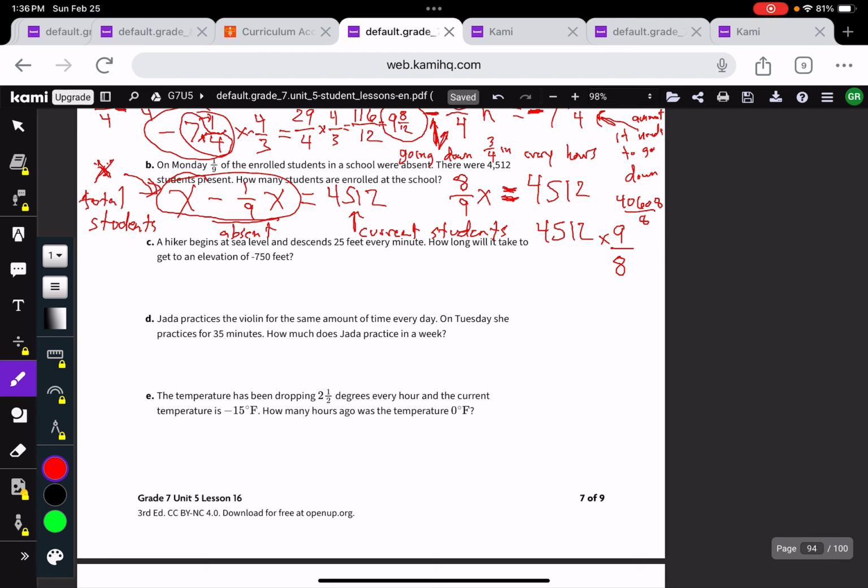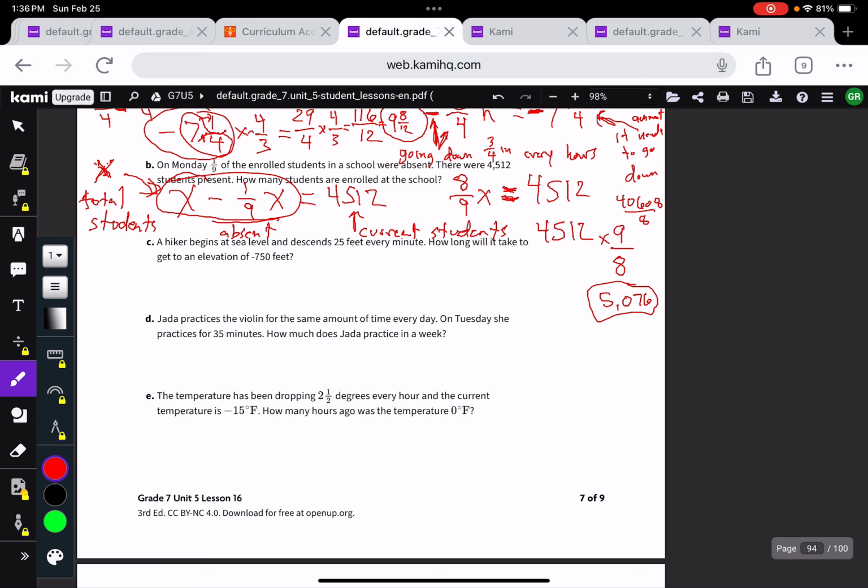Divide that by 8. And guess what? We get 5,076. That makes sense because there should be more students. Our answer should be bigger than the current number of students that are there because a lot of them are sick. So there was 5,000 kids at the school.